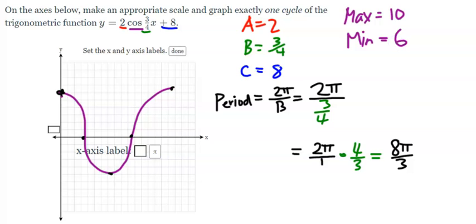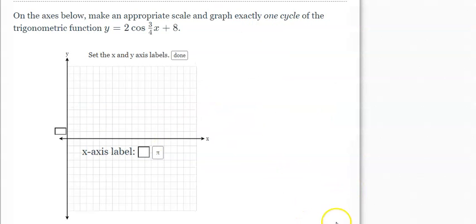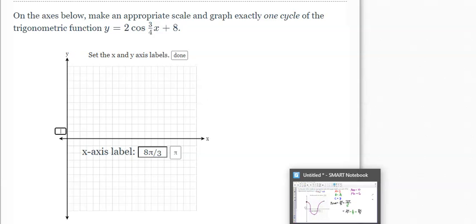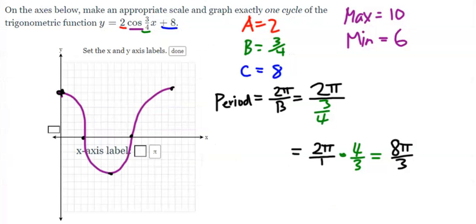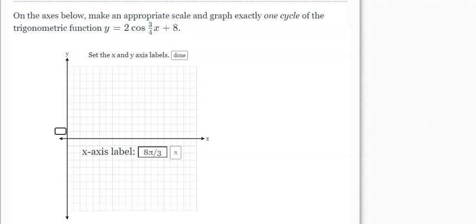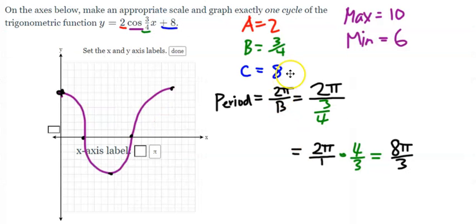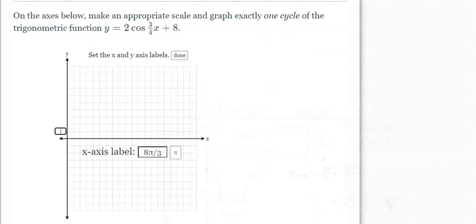Now we're going to go ahead and type our answer and graph into Delta Math itself. As I said, we want to put our period in the x-axis label, so 8 pi divided by 3. And then for my y label, because my midline is 8, I know that it's going to start off very high. I want to make it easy on myself. I know that the amplitude is 2, so therefore I'm going to do differences of 2. If you want to use 1, that's fine.